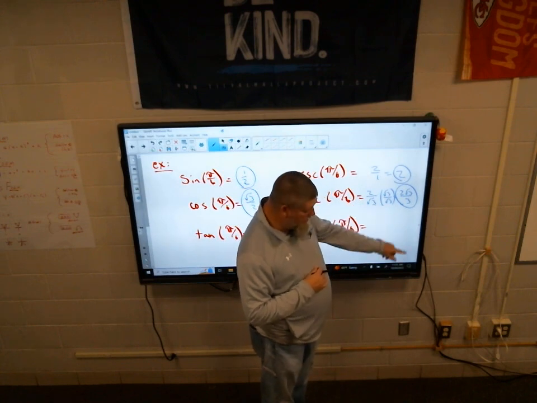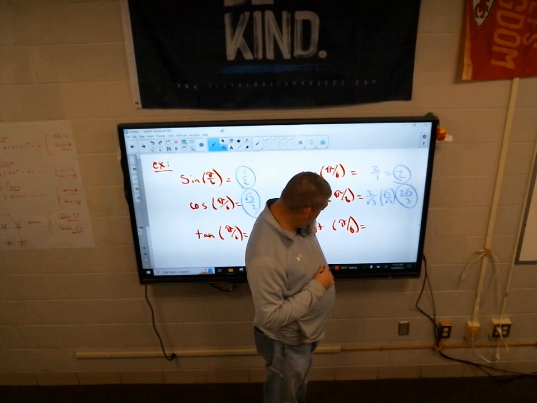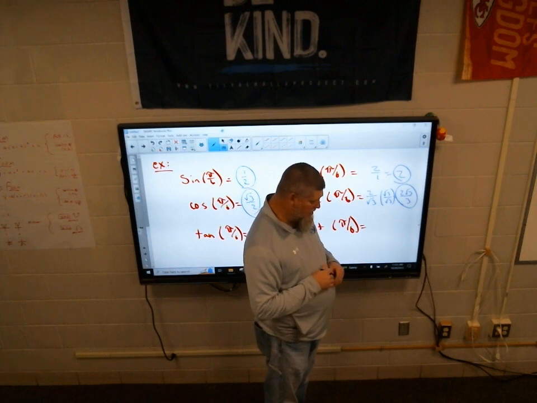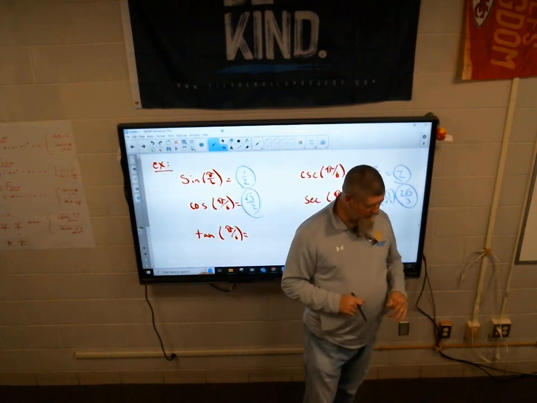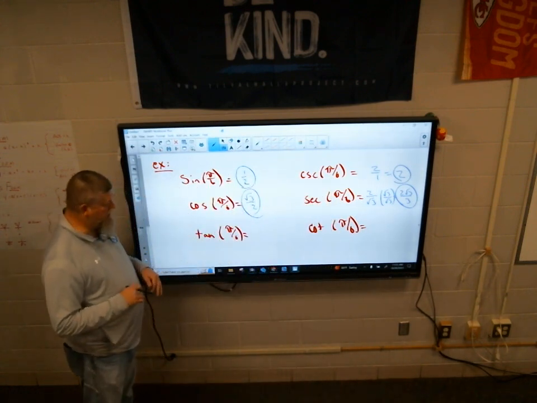So where does that go? The answer, 2 radical 3 over 3? That's the secant of pi over 6. That's the answer. It doesn't go on the unit circle. The unit circle is only sines and cosines. We might put tangents on there just for fun, but the unit circle is just sines and cosines.